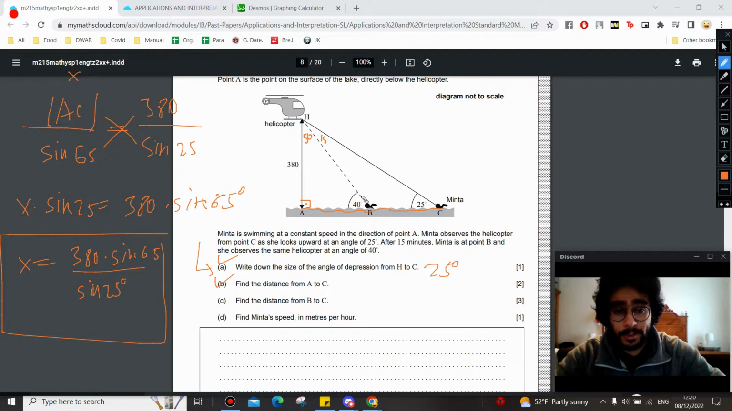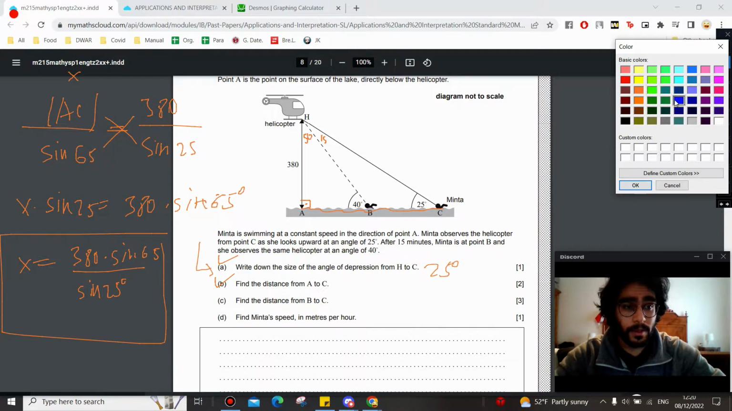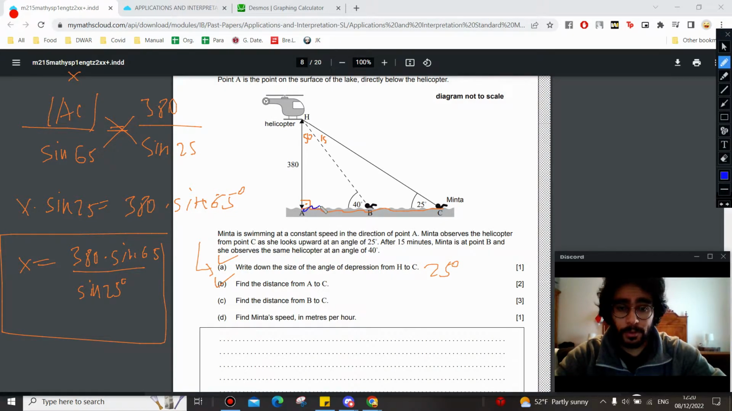Find the distance from B to C. How can I find it? Well, I can do the same logic. Let me use another color. I can find the distance from A to B and deduct it from A to C. In that way, I will have the distance from B to C.